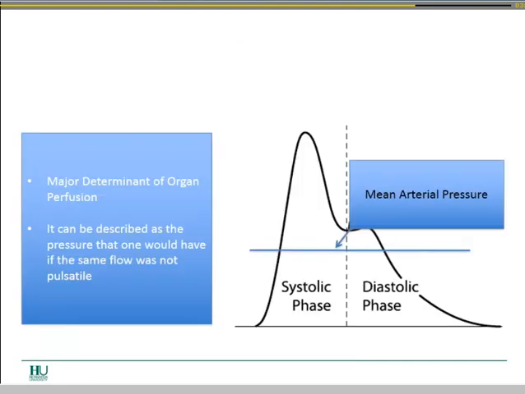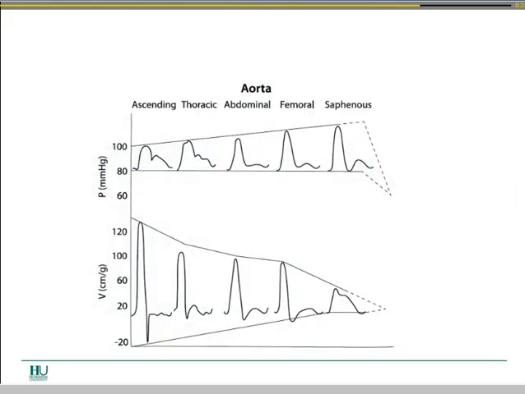Just to remind you, the mean arterial pressure is the average pressure over time, which is basically what it would be if I were perfusing all of my organs in a non-pulsatile way. And it's very important because it's related to the perfusion of our patients.